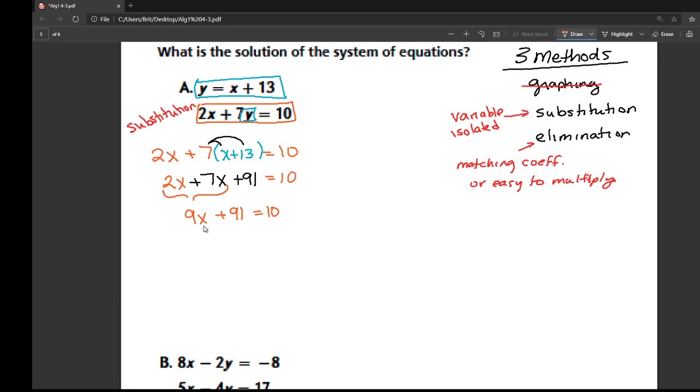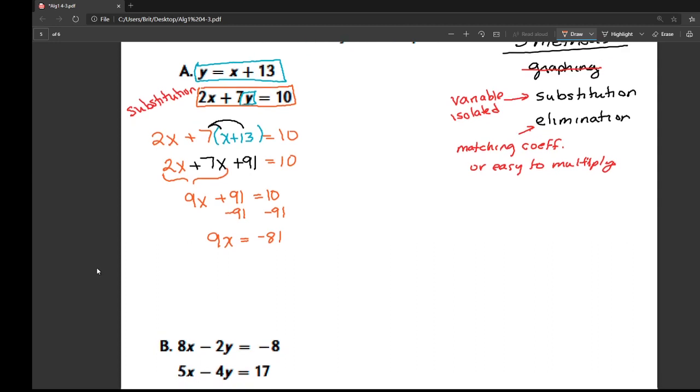And then we want to start to get the x alone. So I'm going to subtract 91 from each side. So I get that 9x is equal to negative 81. And then if I divide by 9 on each side, I get that x is equal to negative 9.